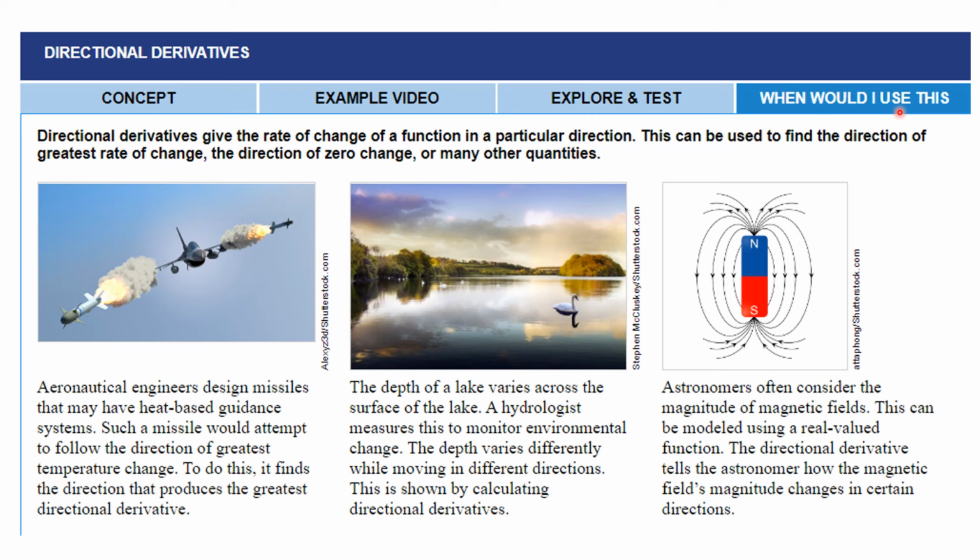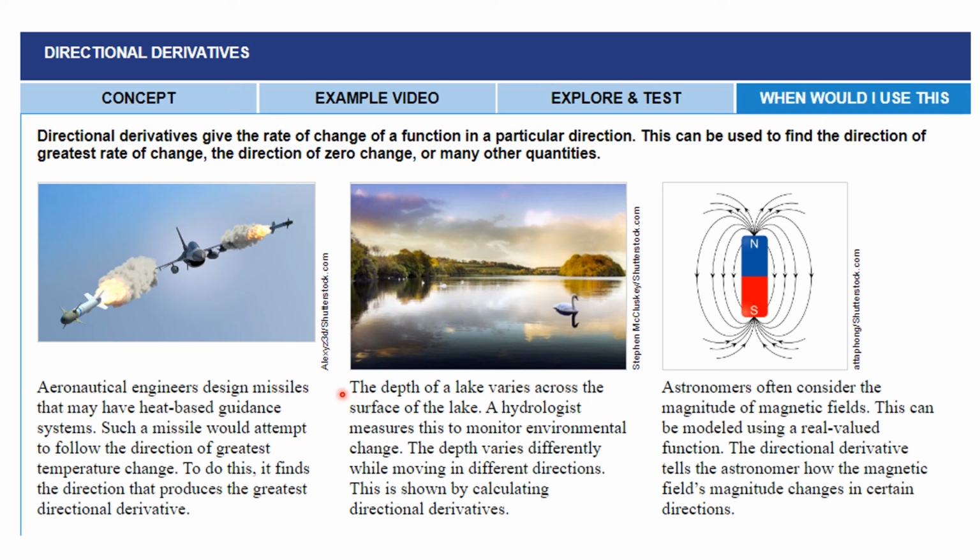Now, why would you use this? Well, there's a whole bunch of different examples. And recall, the directional derivative gives you the rate of change of a function in a particular direction. This can be used to find the direction of greatest change, we'll do that later, the direction of zero change, or many other quantities. So, here are three examples. Aeronautical engineers design missiles that have heat-based guidance systems. Such a missile would attempt to follow the direction of greatest temperature change. To do this, it finds the direction that produces the greatest directional derivative.